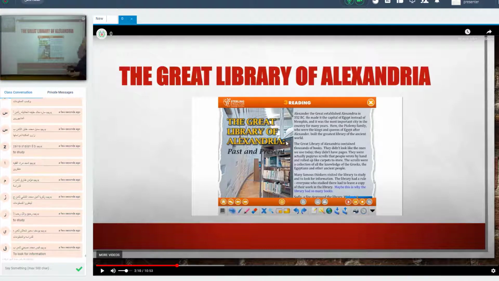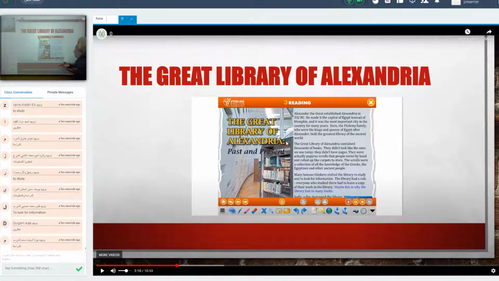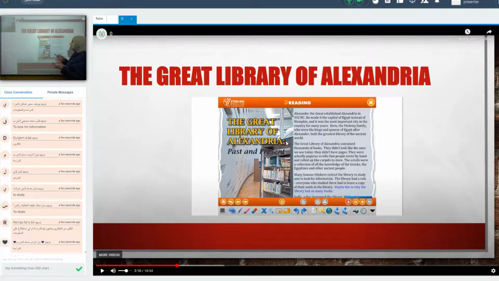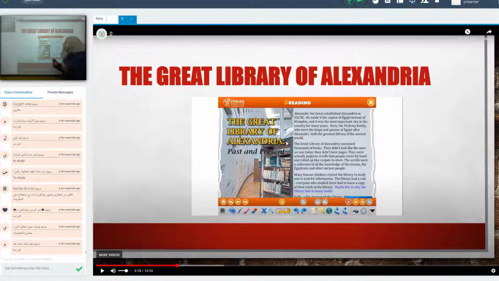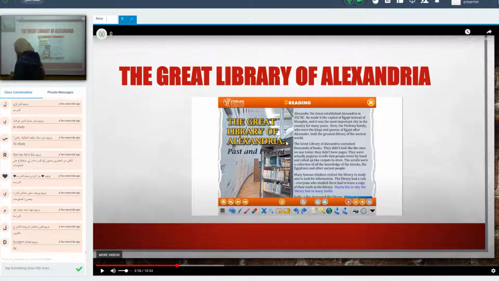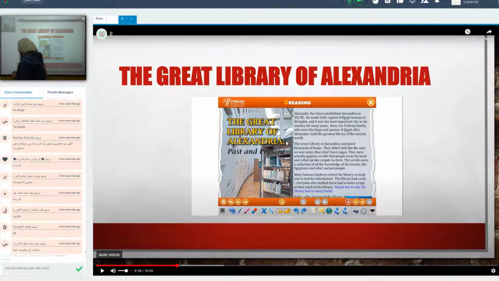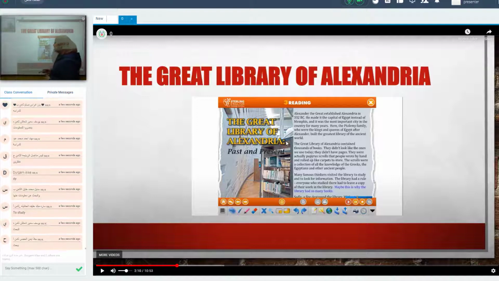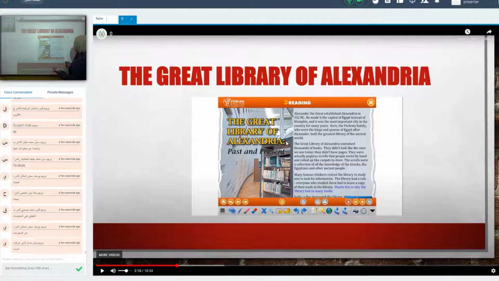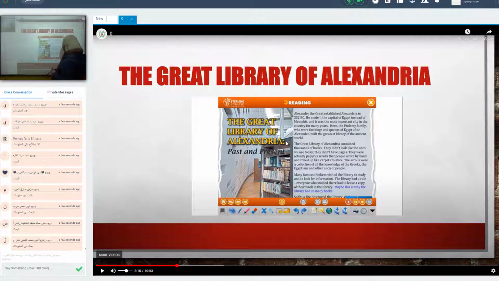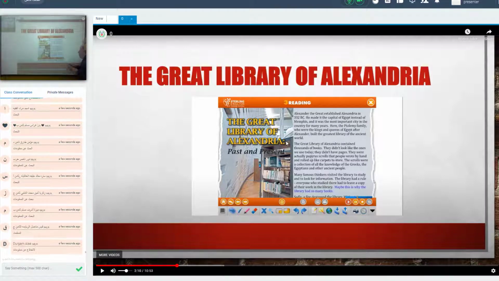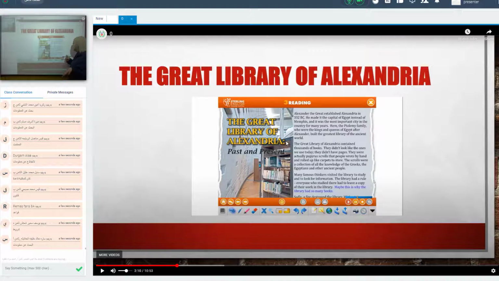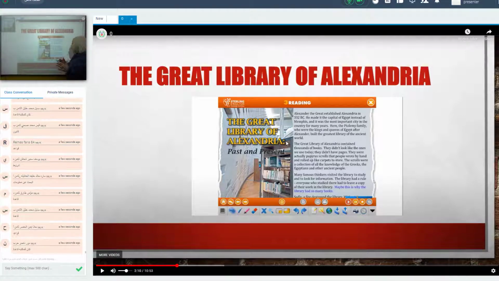So many famous thinkers visited the library to study and look. Zeina, you said to study, and I'll complete it: and to look for information. What's the meaning of look for? Excellent, Momen, Sadil. To search for new information. The library had a rule. What's the meaning of rule? Rule. Excellent. Law.